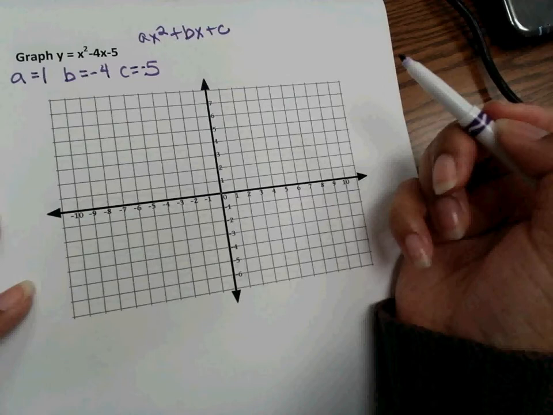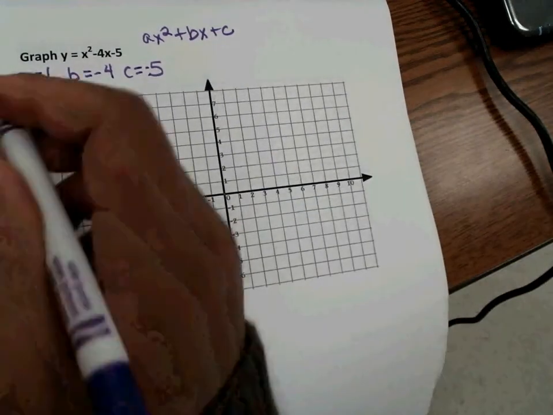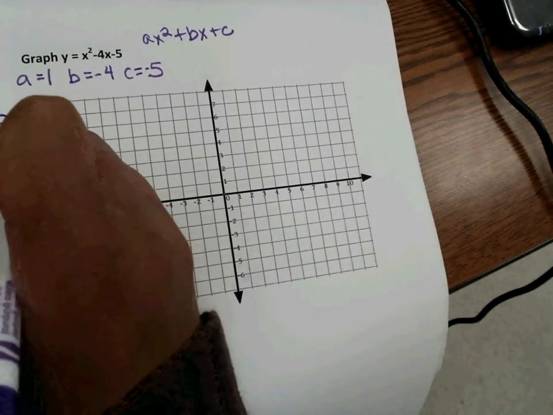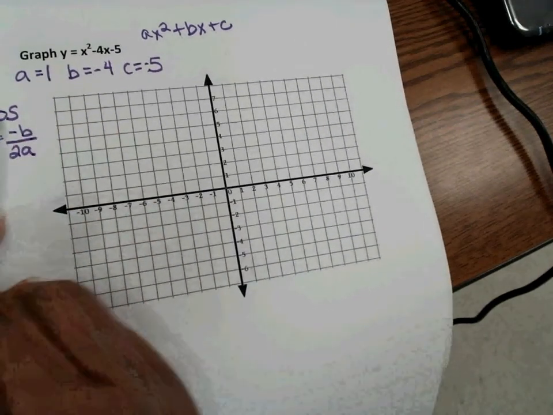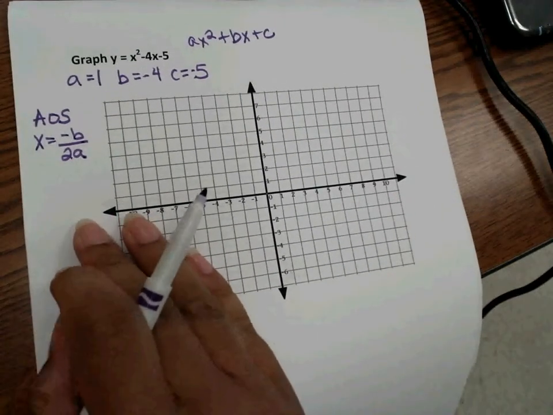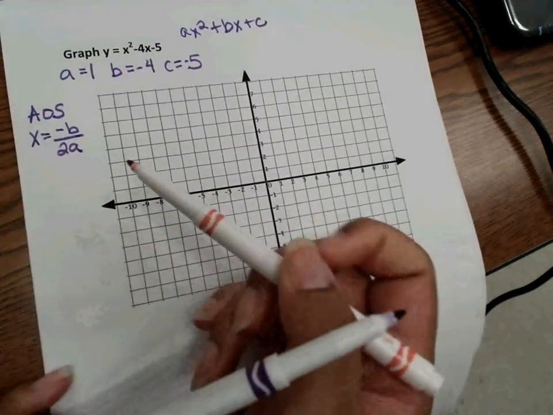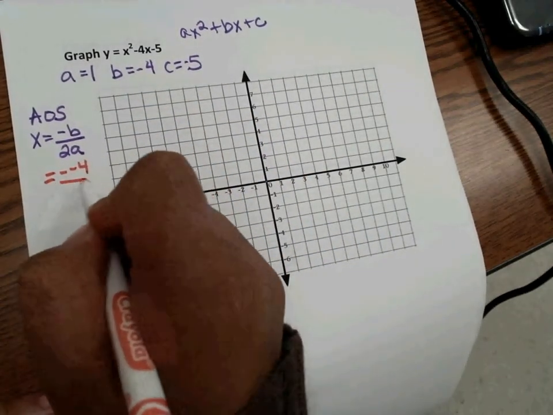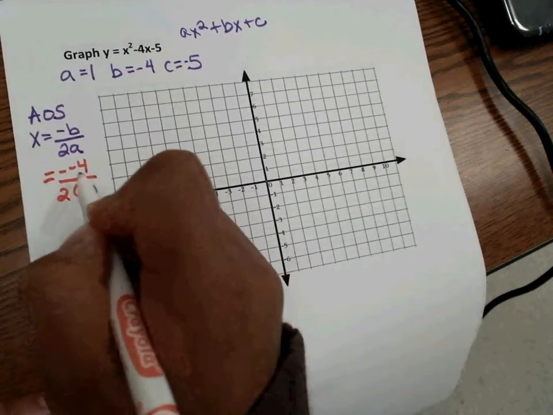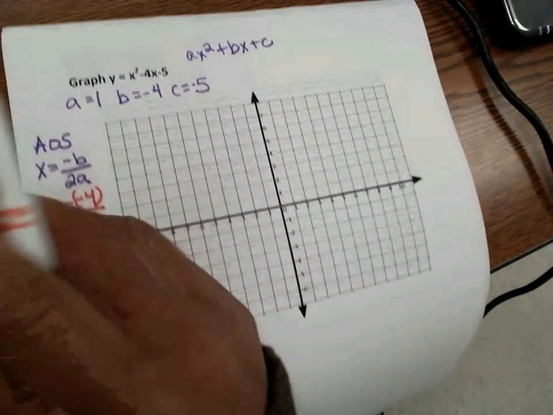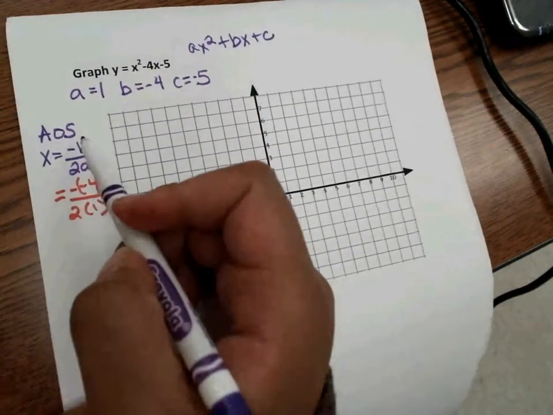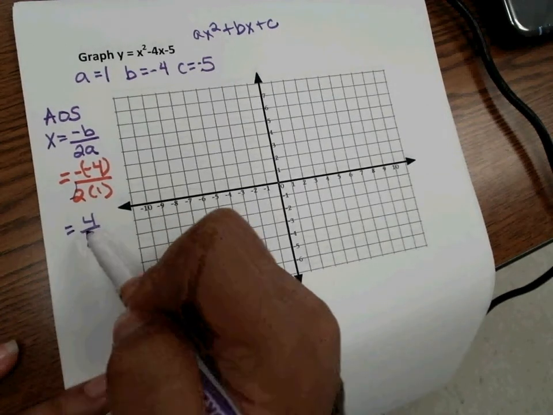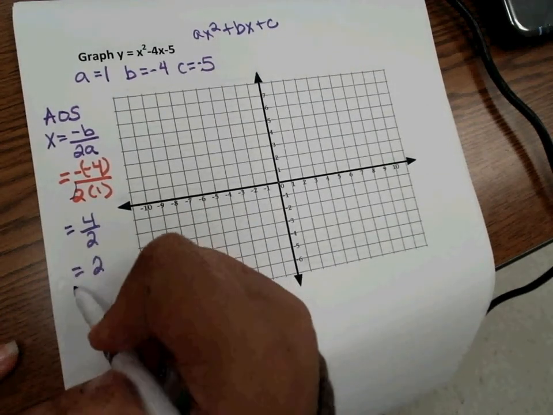Okay? So then from there, I want to find my AOS, my axis of symmetry. And remember, our axis of symmetry is opposite b over 2a. So now I'm going to use that formula. I look here: opposite of -4 over 2 times 1. Okay, so negative and negative, or the opposite of -4, is a positive. So we get 4 over 2, and 4 over 2 is 2, so x equals 2.